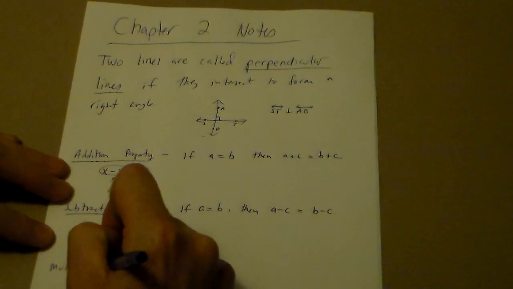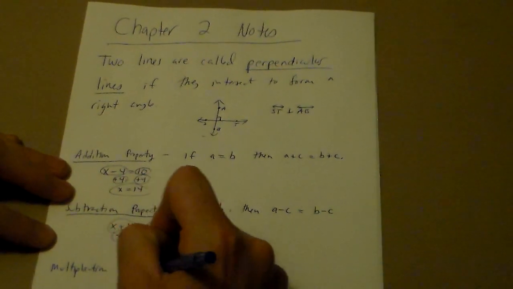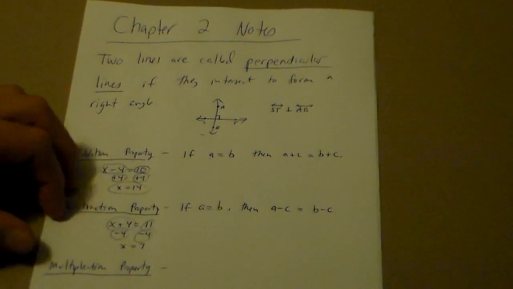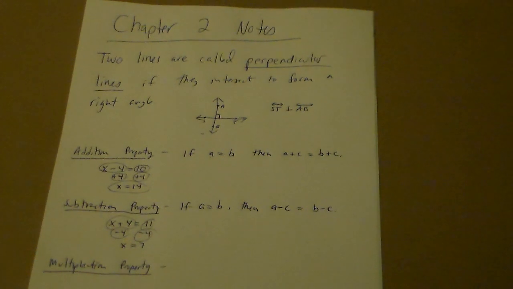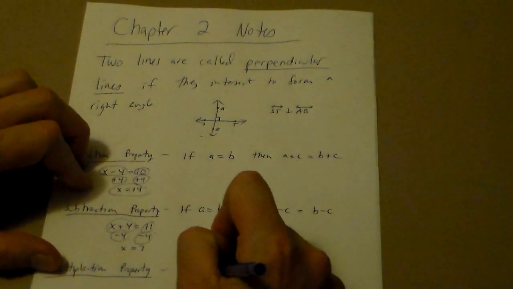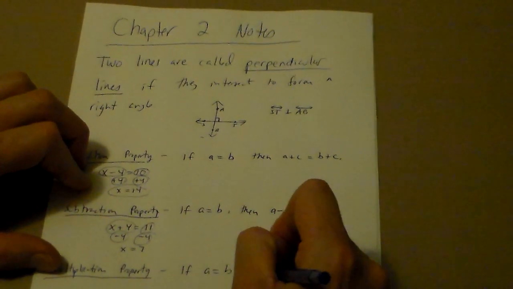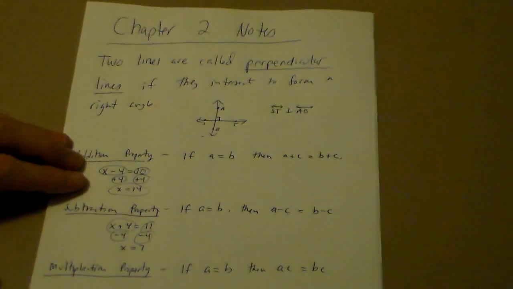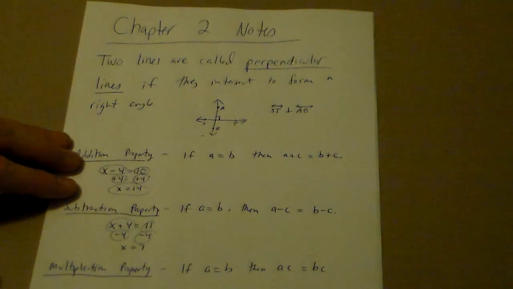Multiplication. Okay? It's important to have these in your notes because we are going to use them. You'll see why shortly. So now, if A equals B, then A times C equals B times C. You start off with two things that are equal. You multiply both sides times the same thing. What you get is still equal.